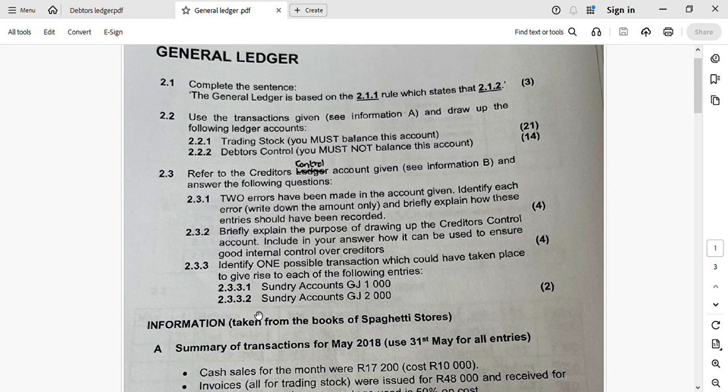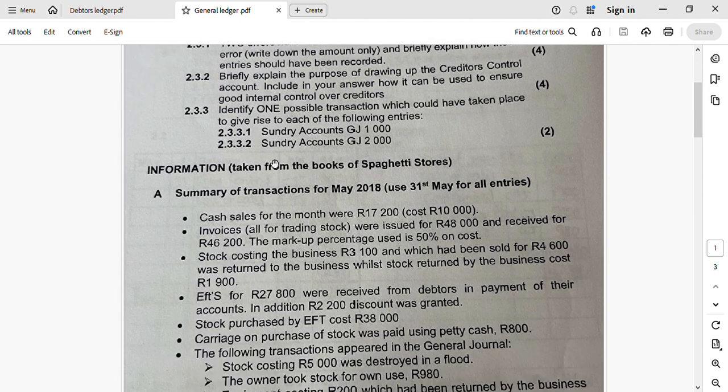Question 2. This is quite a long question and it counts quite a lot of marks. It asks you to do the trading stock account and balance it, and to do the debtors control account but don't balance that one. Now I'm going to work through these transactions and do the trading stock and debtors control account simultaneously. I don't want to look through the transactions to find trading stock first and then do the whole lot again looking for debtors control. Okay, so let's start with the transactions here.